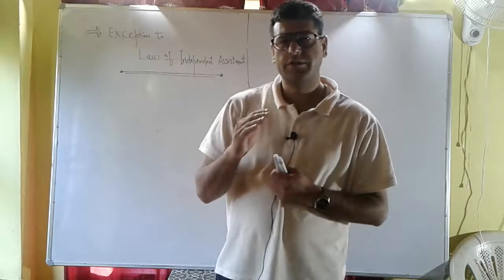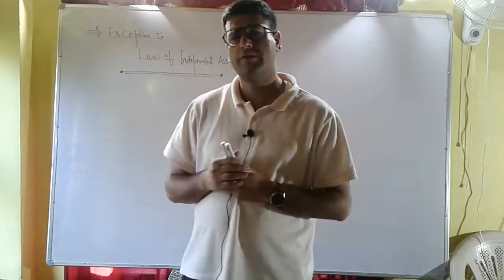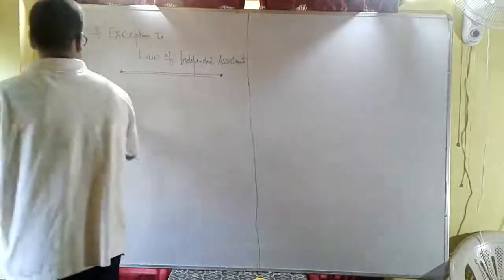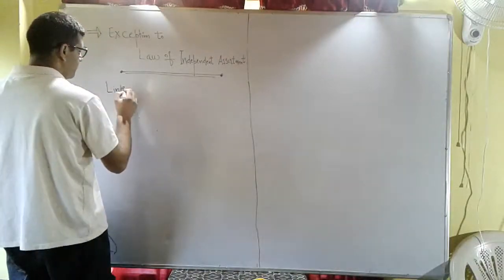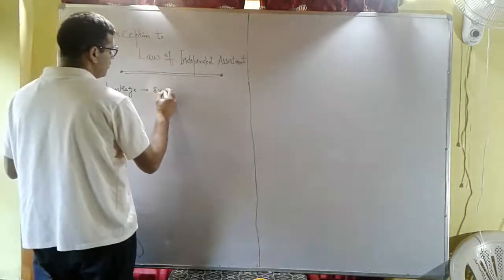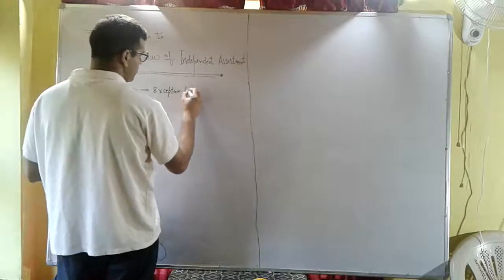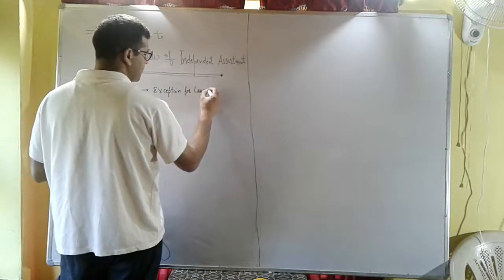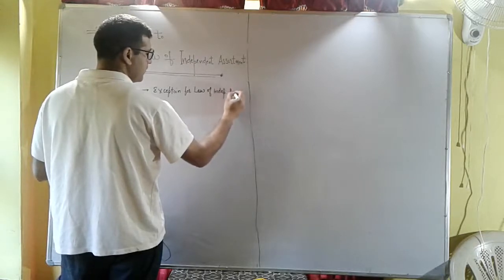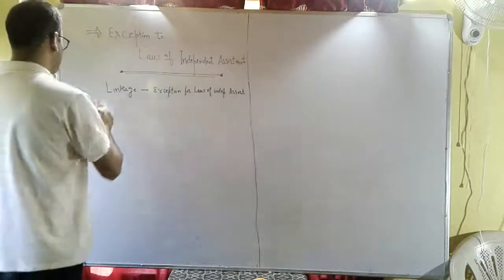But this law of independent assortment has an exception, an objection, in the form of linkage. So linkage is the exception to the law of independent assortment.